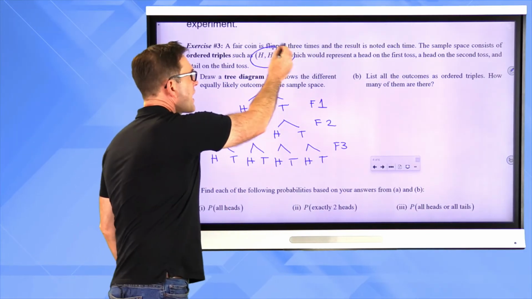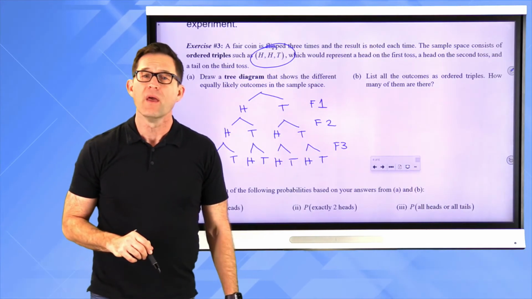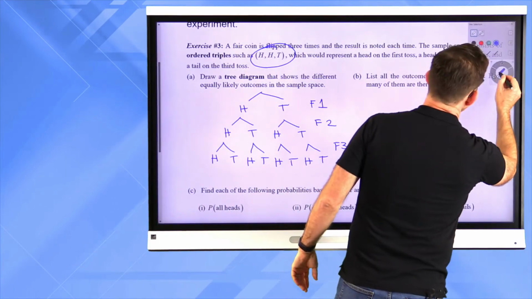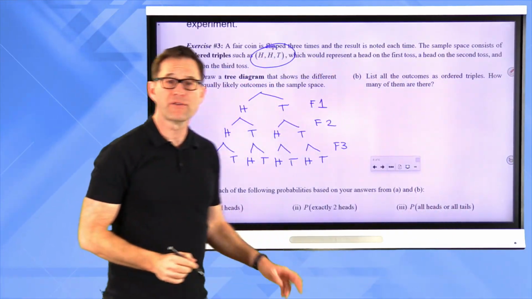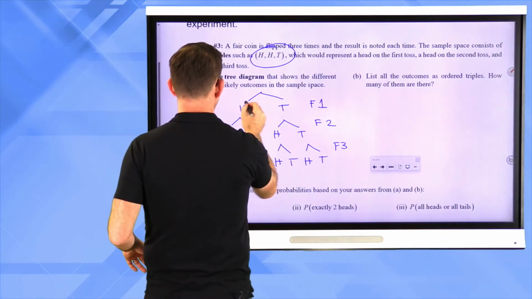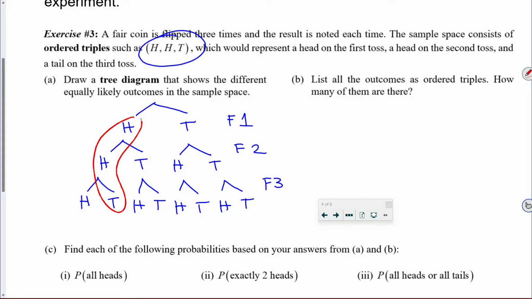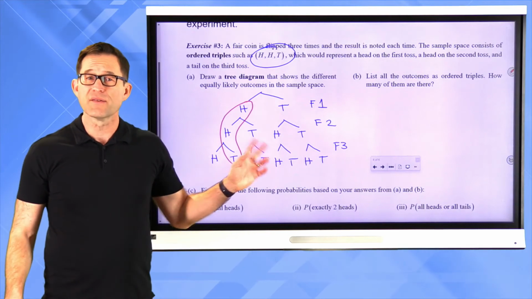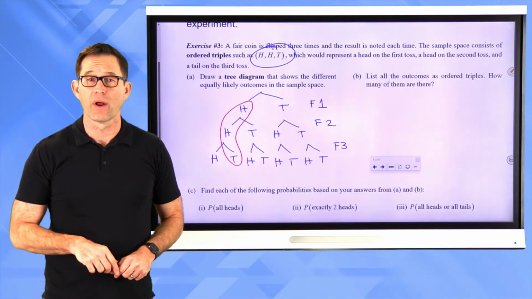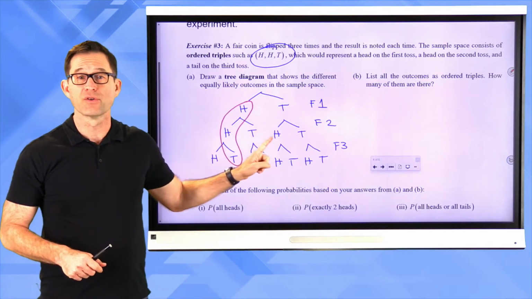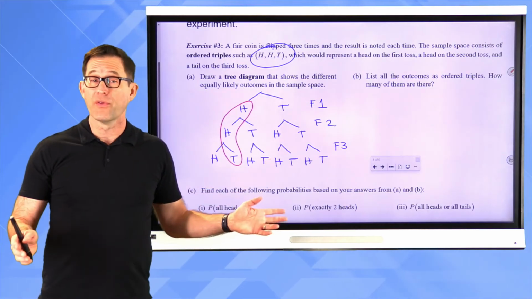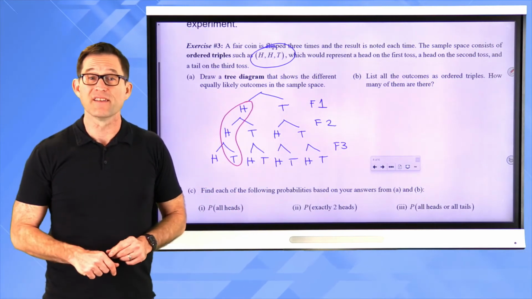Like for instance, going back to this particular outcome, getting a head on the first flip, a head on the second flip, and a tail on the third flip. I can actually show you that path along my tree diagram. That is a head, a head, and a tail. That would be that particular path. Now don't confuse that with just getting two heads and a tail. There's lots of these paths where you got two heads and a tail. Another one would have been getting a tail on the first one, a head on the second one, and a head on the third one. Both of those would fall into the event getting two heads and a tail.